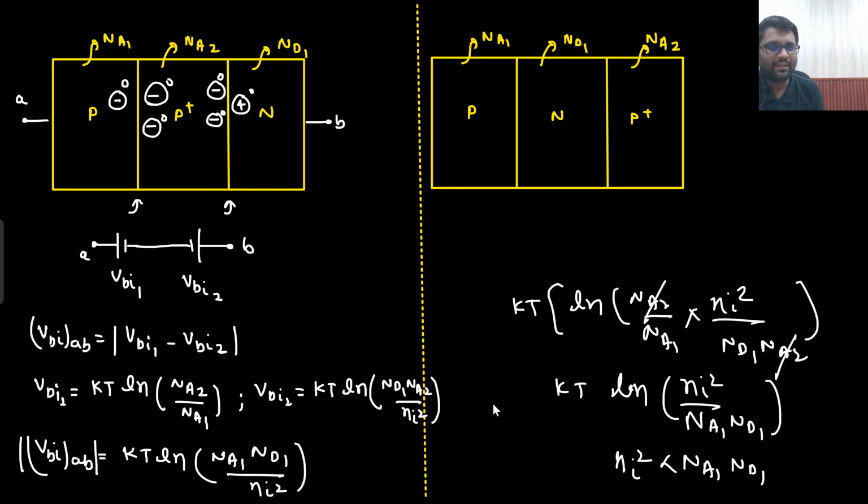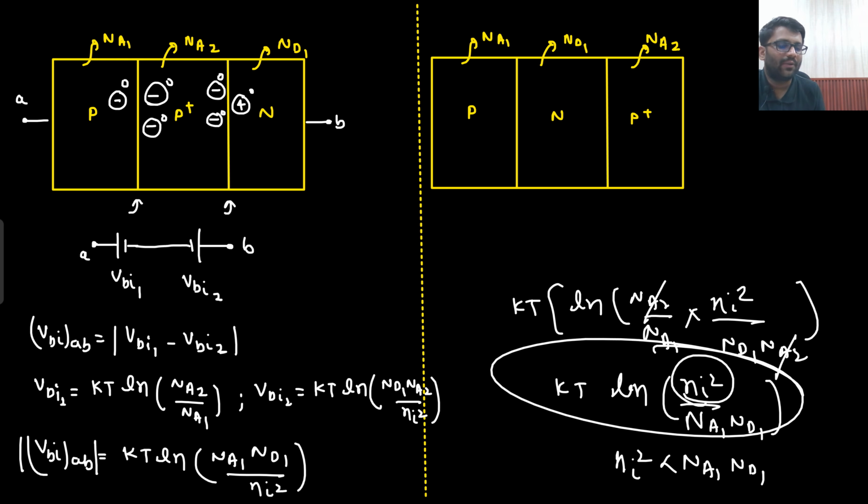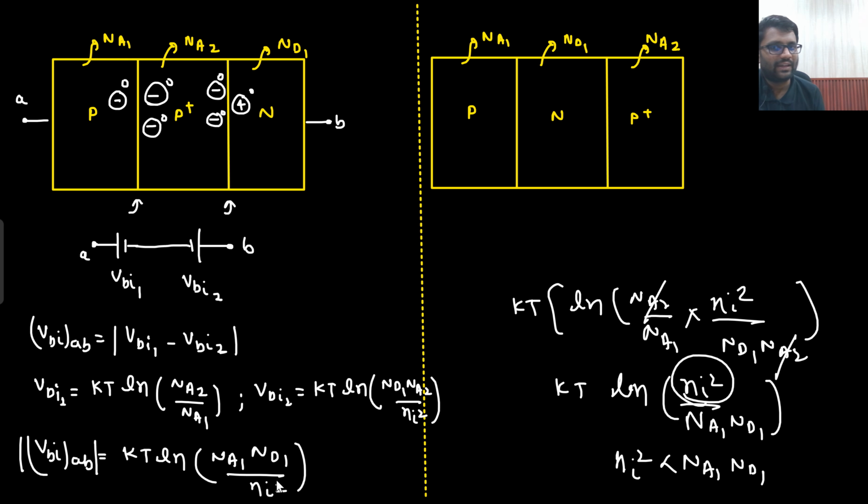Simply I subtracted both of them, nothing else. I was actually getting this answer, but I need to write down the positive value, right? Because I know that with the doping that I have done, Na1 would be surely greater than Ni, and Nd1 should also be surely greater than Ni. Then only you would call it P type, then only you would call it N type. So this particular value will be higher than this particular value. That's why this value will be negative. To make it positive, I have written Na1 Nd1 divided by Ni square. Is that understandable to you? Very simple thing, right? So the built-in potential between A and B you are getting as KT ln Na1 Nd1 divided by Ni square.